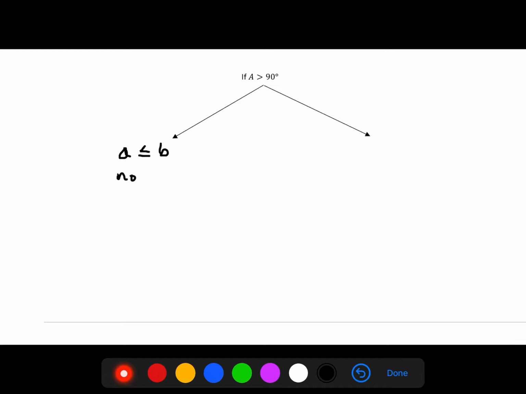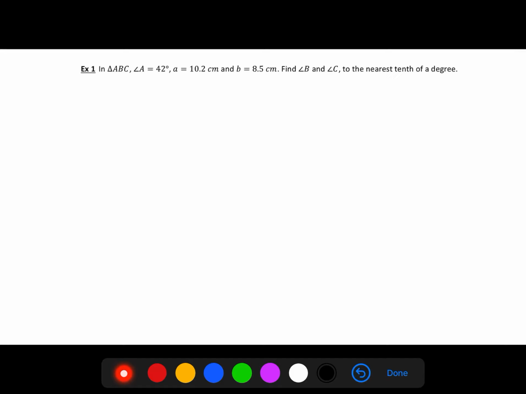The other side of the case is if angle A is greater than 90. If A is shorter than or equal to B, there is no solution. It will not meet up with the other side. If side A is greater than side B, then there is one solution. Okay, so taking a look at a couple of examples.